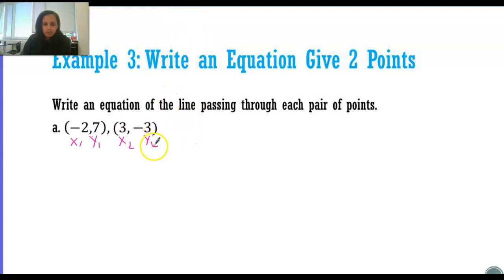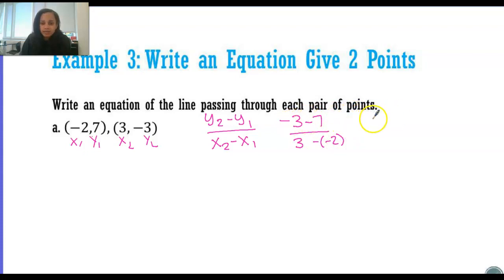Don't forget your formula for slope. I'm going to subtract the y's and subtract the x's on the denominator. Subtracting the y's, let's see. -3 minus 7 over 3 minus -2. So -3 minus 7 is -10, over 3 minus -2. Remember, this basically becomes +2. So over 5. So my slope is -2. That's one thing that I realized. My slope is -2.